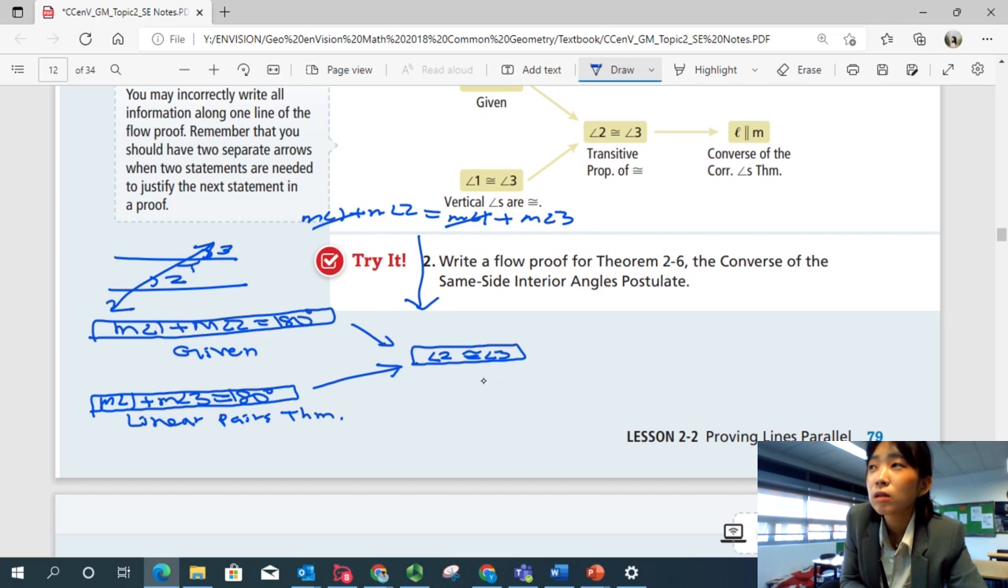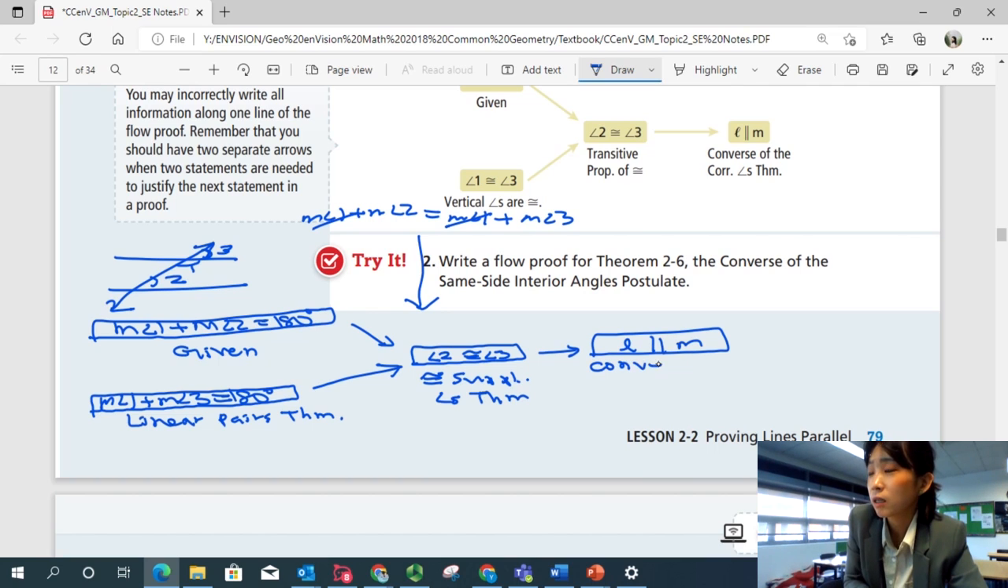So by definition, angles 2 and 3 are congruent. You can say congruent supplement angles theorem. And lastly, you can say that lines L and M are parallel. And this is converse of the corresponding angles theorem.